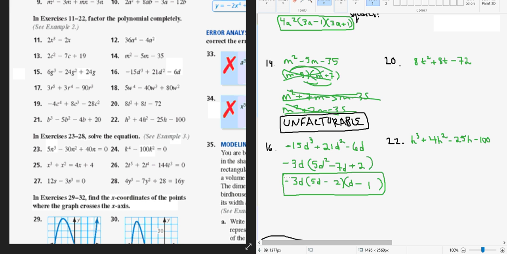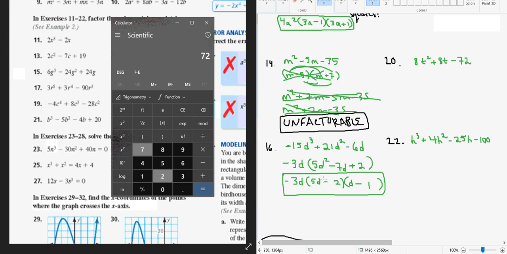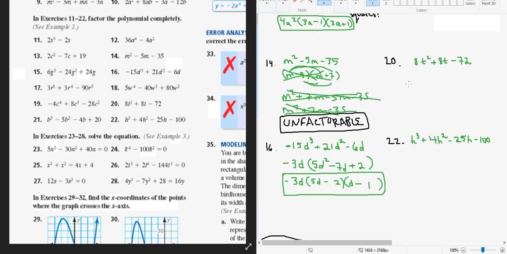All right, so let's go on to number 20. On number 20, this is a trinomial. Right away, again, we want to think of greatest common factors. So all of these terms are divisible by 8. Again, if you're not sure, you could take out your calculator, do 72 divided by 8, you get 9. So yep, they're all divisible by 8.